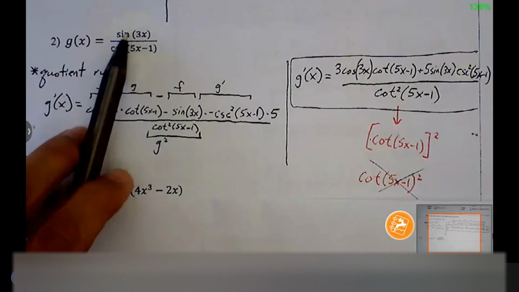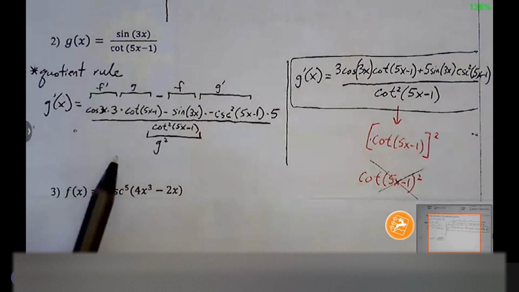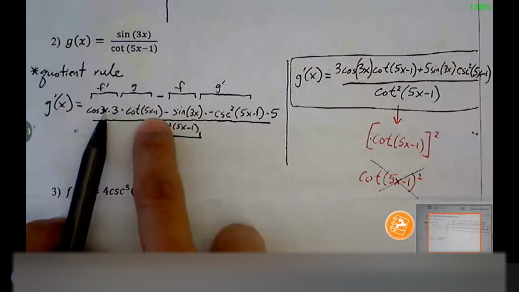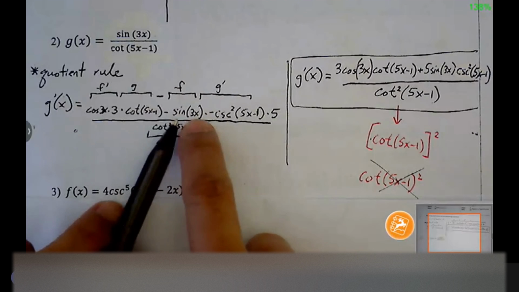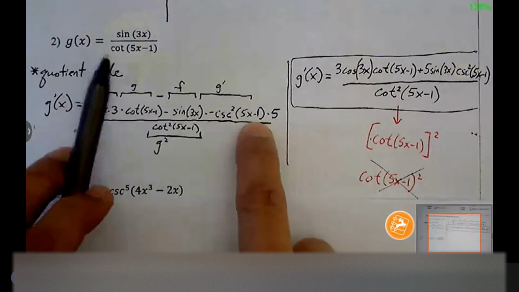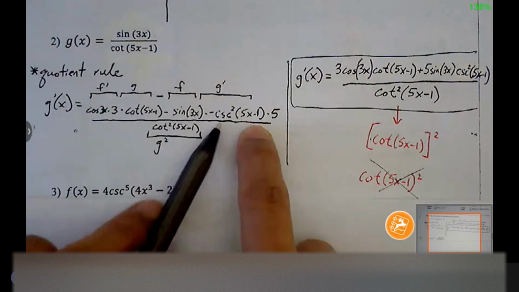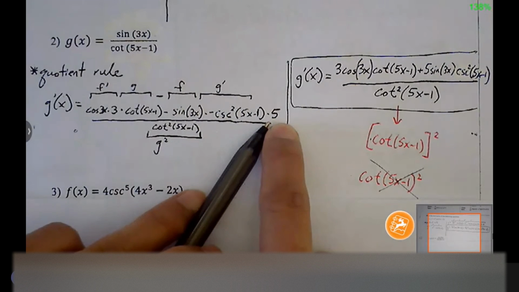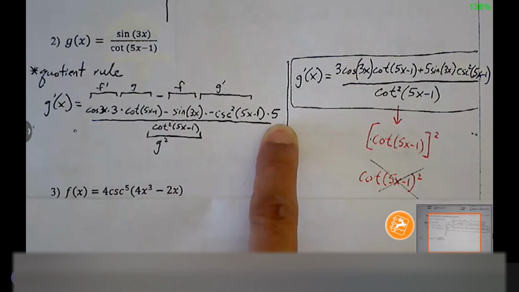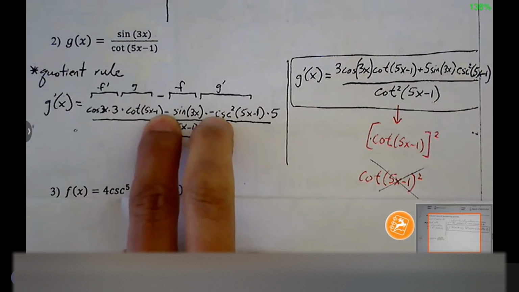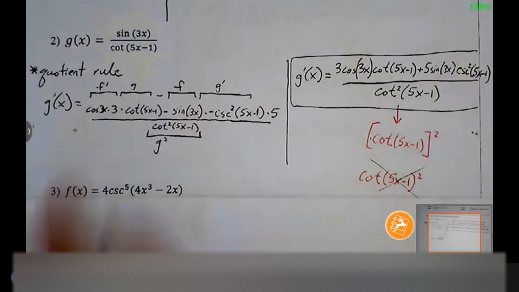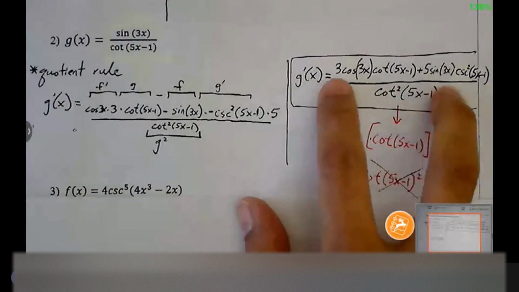Okay, so sine of 3x is my f. Denominator is my g function. So sine of 3x becomes cosine 3x times 3. Keep the g, keep the f, and then g prime. Cotangent's derivative is negative cosecant squared u times u prime. This form is fine. I clean it up by taking the 2 negatives, converting it to a positive. And my preference is I like to push coefficients out in front.